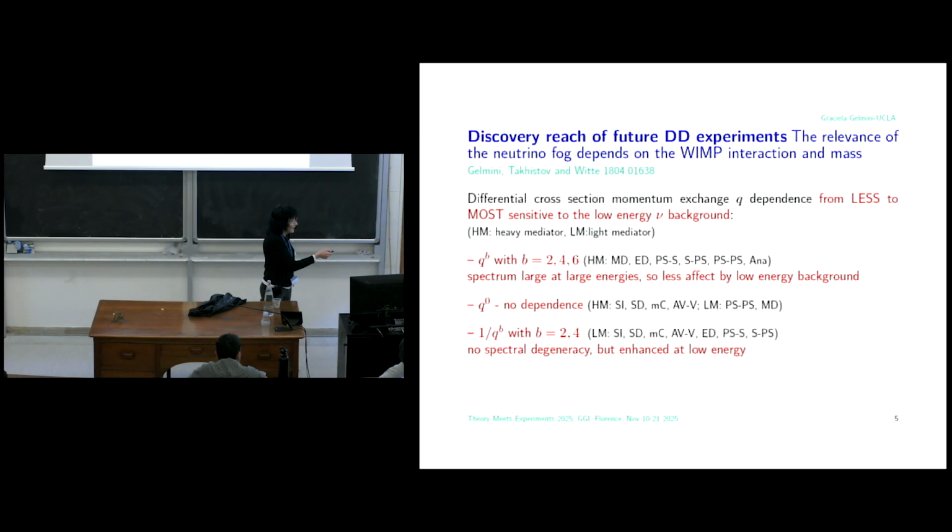A spin independent and a spin dependent with heavy mediator has no dependence on Q. Q is the momentum transfer. There are some that depend on Q to a positive power, 2, 4, or 6. And so the spectrum is large at large energies, and so they are less affected by low energy backgrounds. That means that this spectrum goes to zero when the energy goes to zero, and it peaks someplace and then returns back. The maximum is far away from low energies.